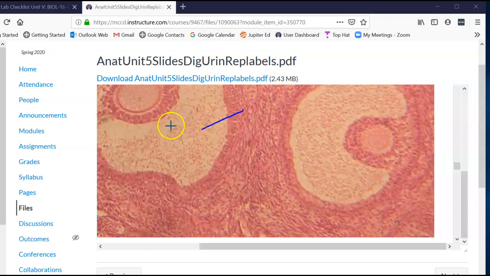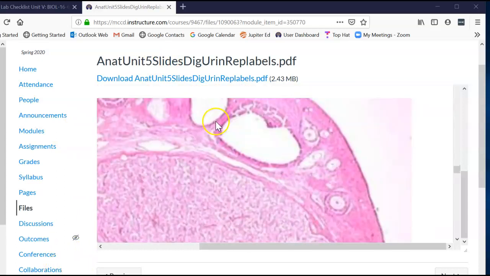So this area here is the space called an antrum, and it's filled with follicular fluid. Let me erase that. So those are the follicles that we have in the ovary, and going to return back to this here so I can move my slides.